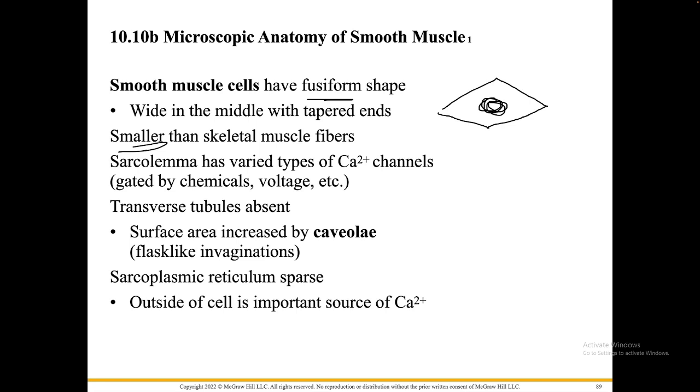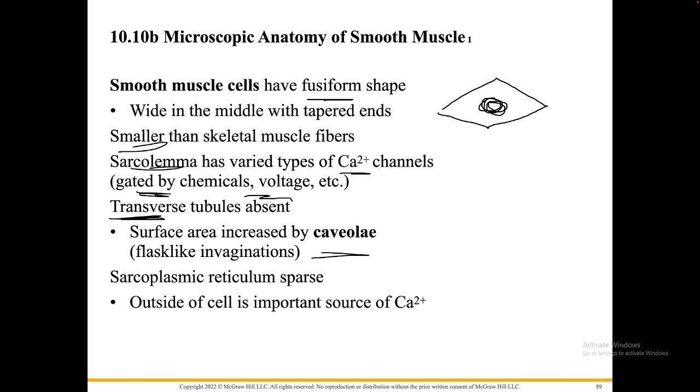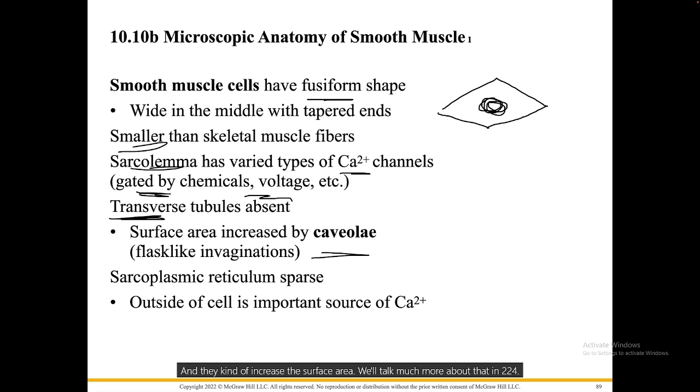They're much smaller. They still have that wrapping going around them, the sarcolemma. They're still going to involve calcium and voltage-gated channels to help contract. But these do not have transverse tubules. When we see the picture, there are little pores, little openings. Caveolae, I'll show you those, and they kind of increase the surface area. We'll talk much more about that in 224. Don't get lost in that.